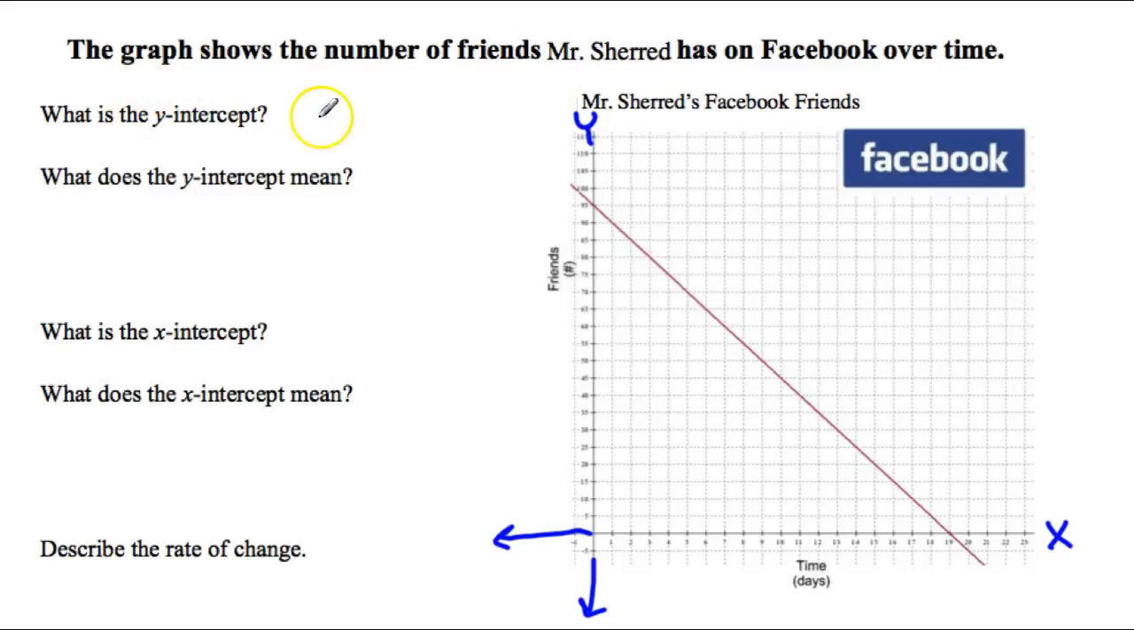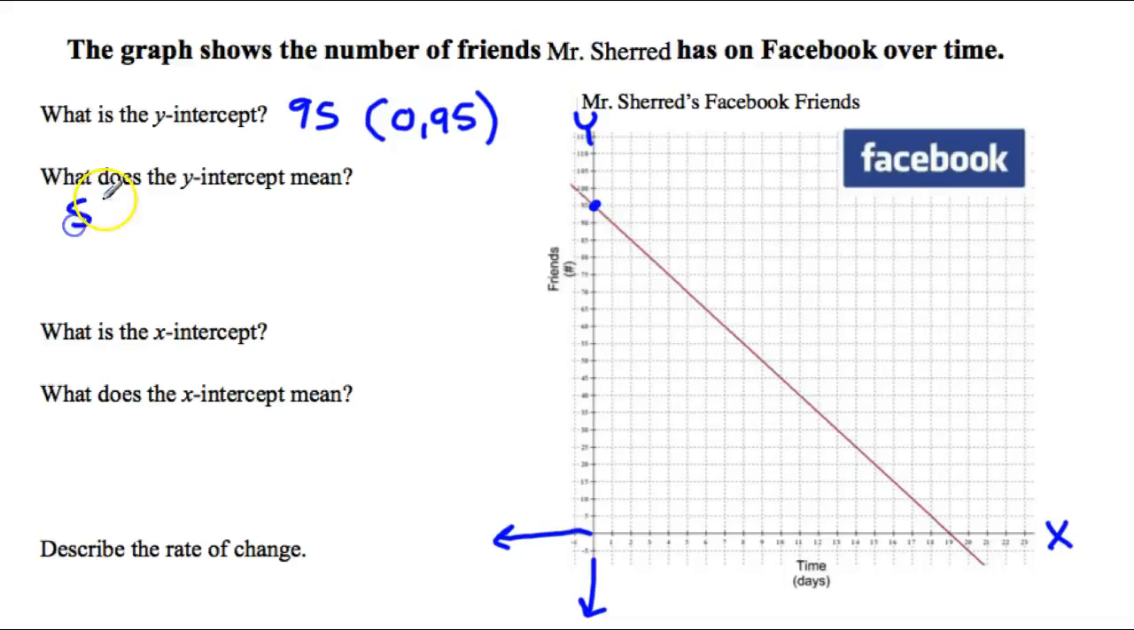So let's see, what is the y-intercept? Well, here's the y-axis, and it crosses right here. It's a little blurry, but that's 95. If you wrote that in the most mathematical way, the point is (0, 95). So the y-intercept is (0, 95). What does that y-intercept mean? Well, at day 0, it looks like Mr. Sherrod started with 95 friends. Right, so at the very beginning he had 95 friends.